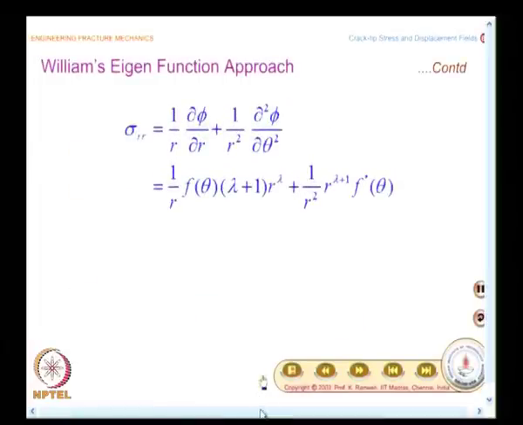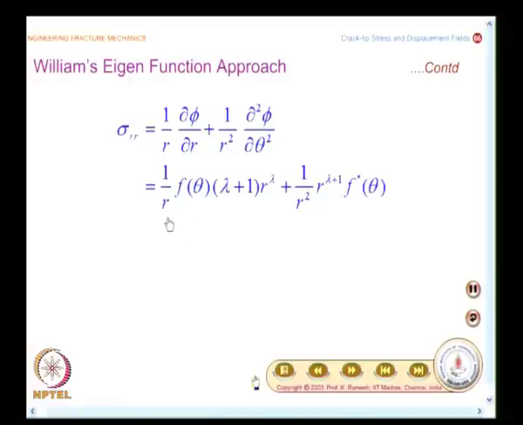Now, let us brush up our fundamentals in handling stress functions in polar coordinates. If stress function phi is given, you can write sigma r r, and sigma r r is nothing but 1 by r dou phi by dou r plus 1 by r squared dou squared phi by dou theta squared. And we have already taken phi as r power lambda plus 1 times f of theta. So, when I substitute this, the expression for sigma r r turns out to be 1 by r f of theta lambda plus 1 r power lambda plus 1 by r squared r power lambda plus 1 f double prime theta. You have to write this f double prime theta carefully.